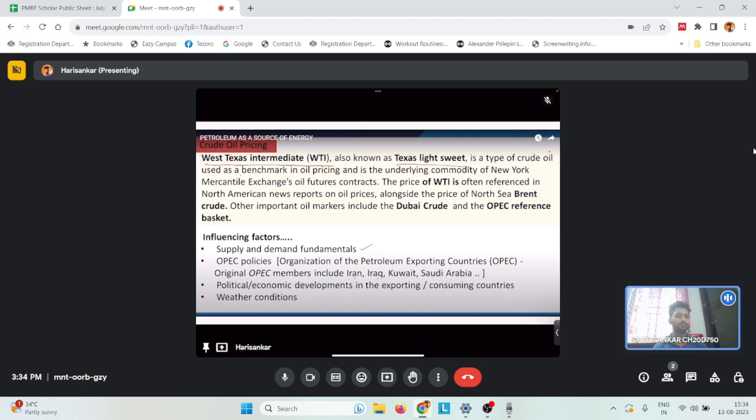So let's say the weather conditions are harsh and shipment takes a longer time or more expense is incurred for shipment, that can influence the pricing of the crude oil. So all these four factors play a very important role in pricing the crude oil around the world.